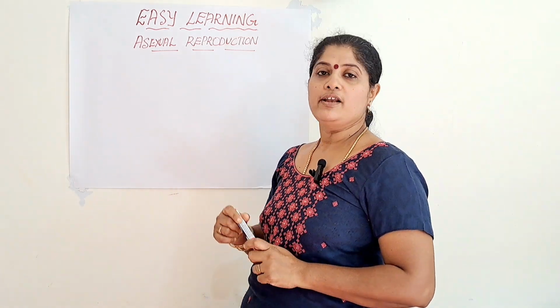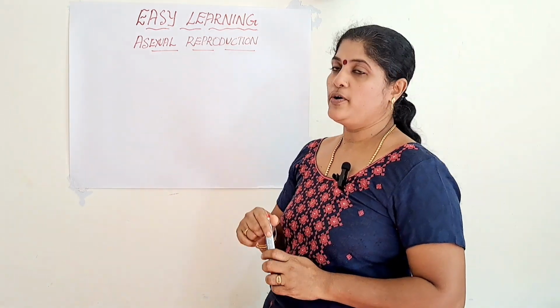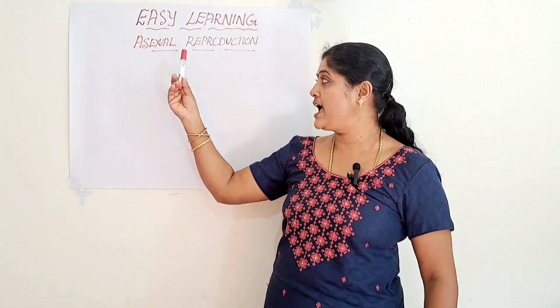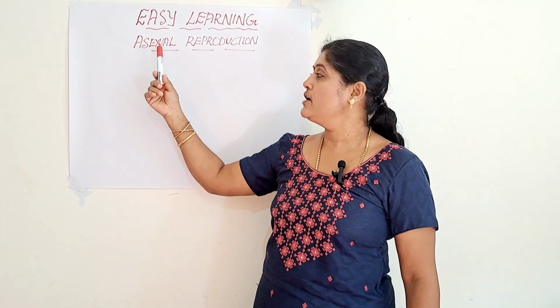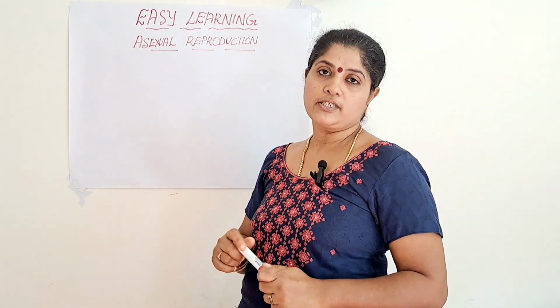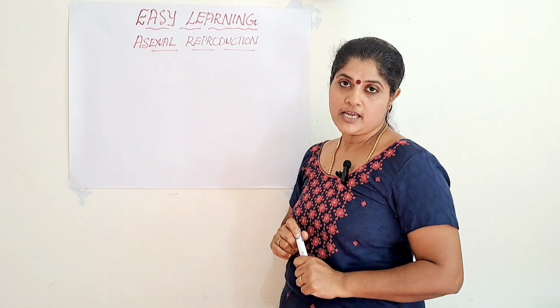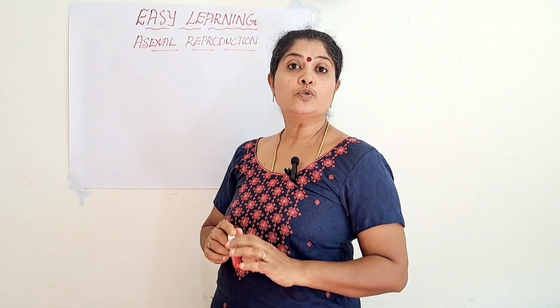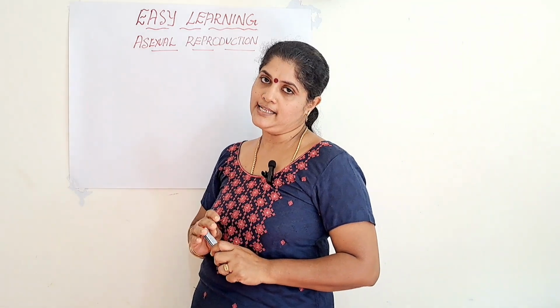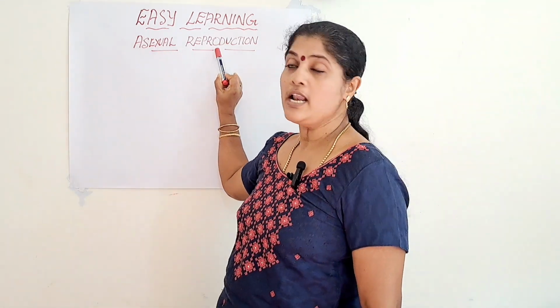So today we will deal with asexual reproduction. First I will move on to the definition of asexual reproduction. Already I have explained the definition, even though once again I will tell that asexual reproduction means the mode of reproduction in which a new organism is produced from a single parent without the involvement of sex cells. That is known as asexual reproduction.